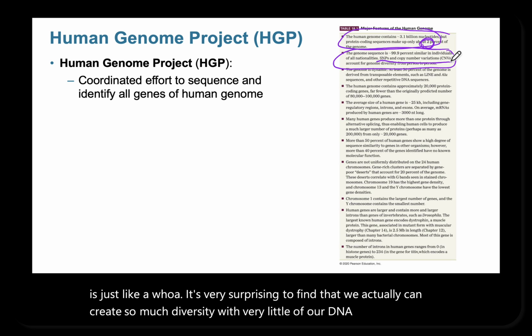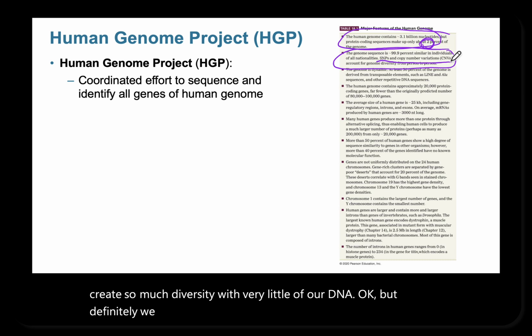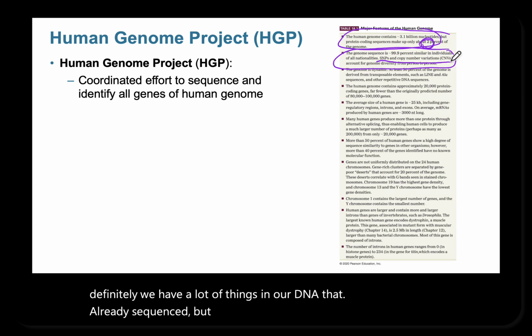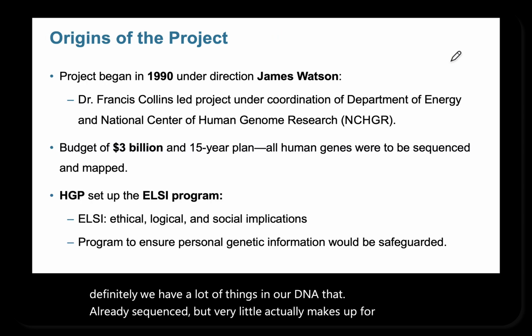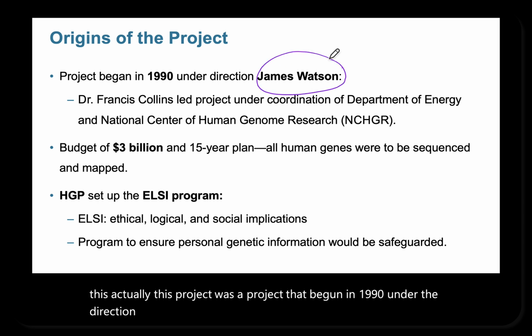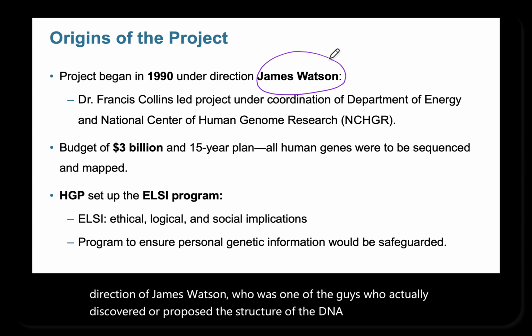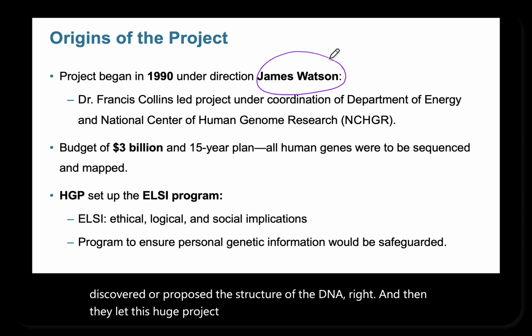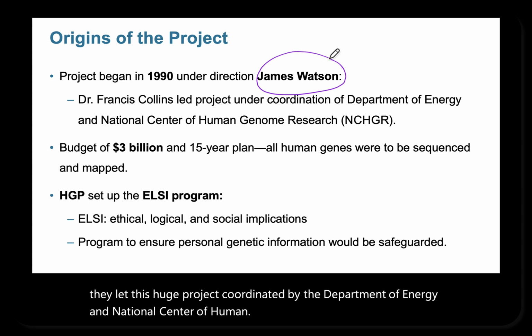But definitely we have a lot of things in our DNA that were already sequenced, and very little actually makes up protein. This was a project that began in 1990 under the direction of James Watson, who was one of the people who discovered or proposed the structure of DNA. Then they led this huge project coordinated by the Department of Energy and the National Center for Human Genome Research here in the US.